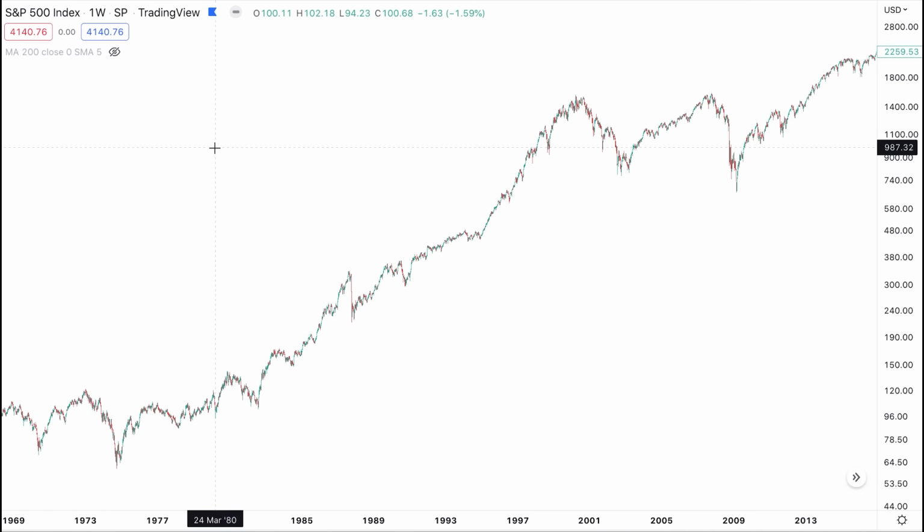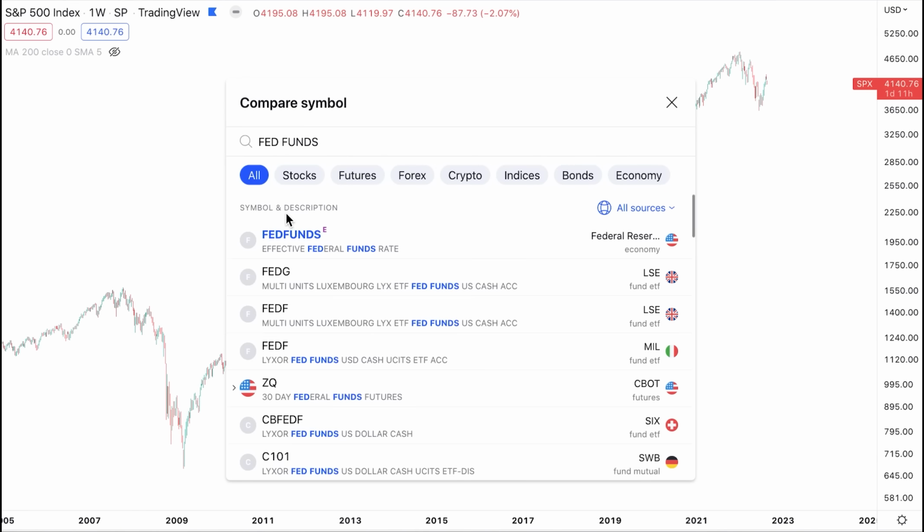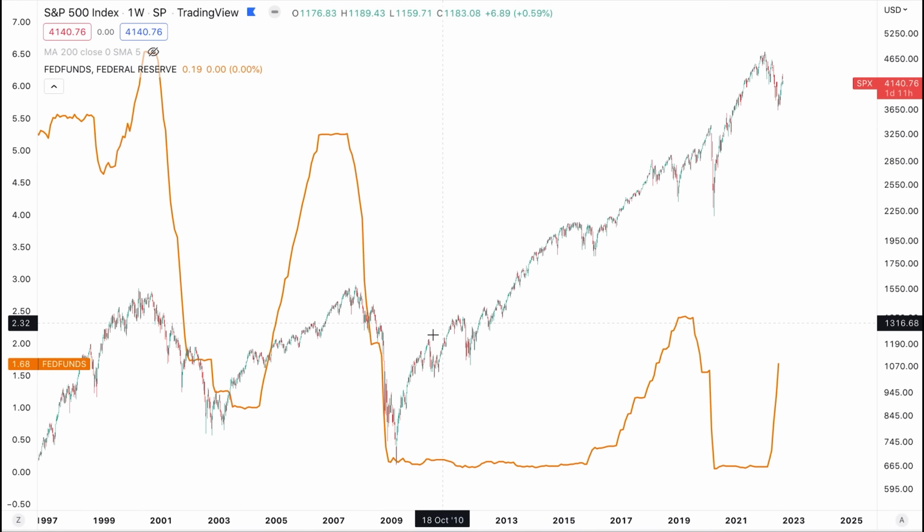The first difference between this rejection and this rejection is that we're at a very, very different moment in the Federal Reserve cycle. Right here, you can see that the Federal Reserve was already easing significantly.